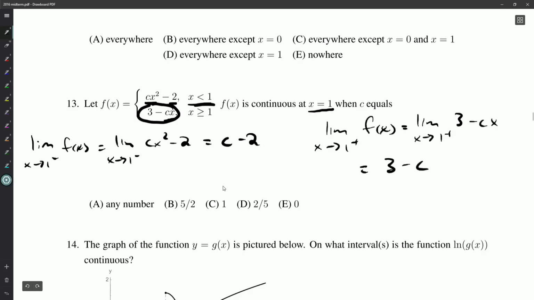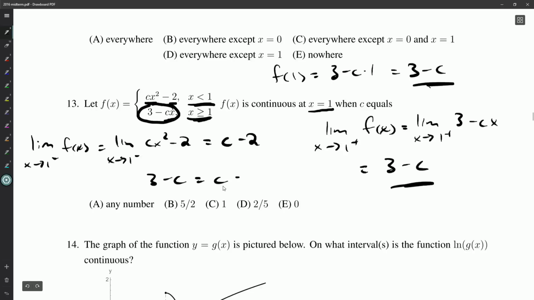So 3 minus c. And really quickly, we can write up here, f at 1: well, 1 is greater than or equal to 1, so this is 3 minus c times 1, or 3 minus c. So these values all need to agree. 3 minus c here and 3 minus c here agree, but really this needs to be equal to c minus 2. Bring the c's over to the other side, so we'll get 5 is 2c. c is going to be 5 over 2, and that's going to be b.